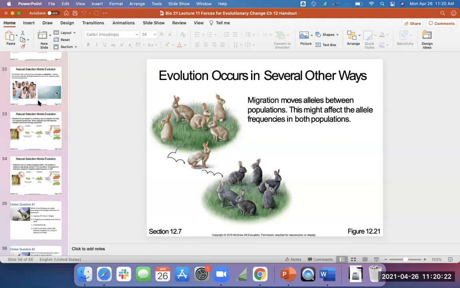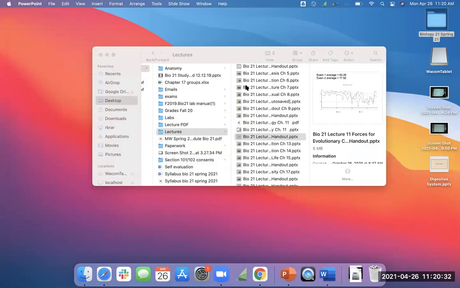This chapter was very straightforward. Any questions on this? No questions? I think 15 and 16 were a little bit more complicated.